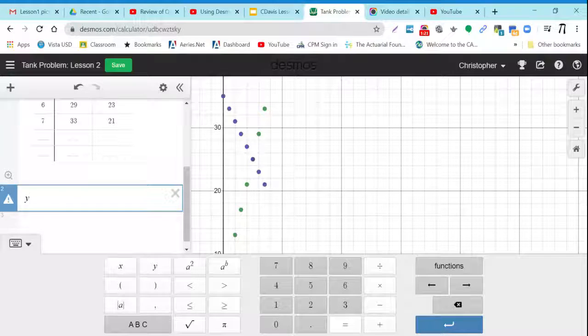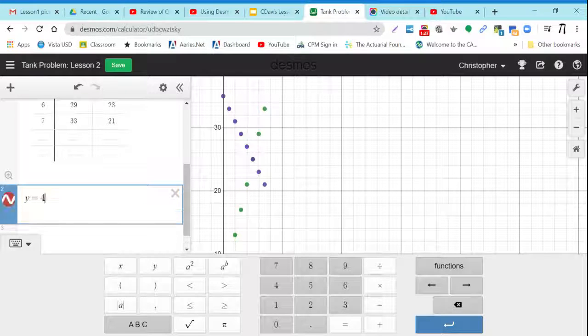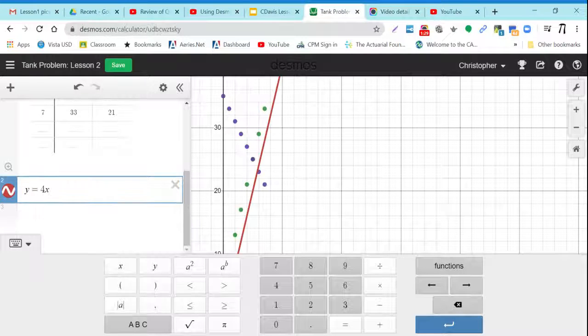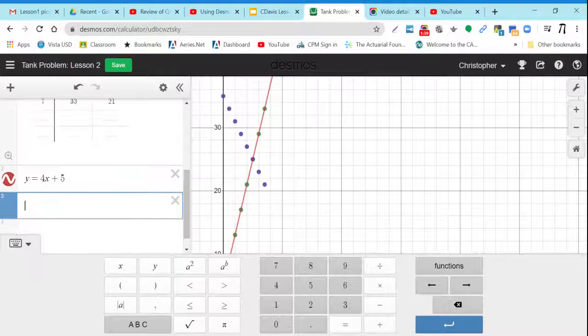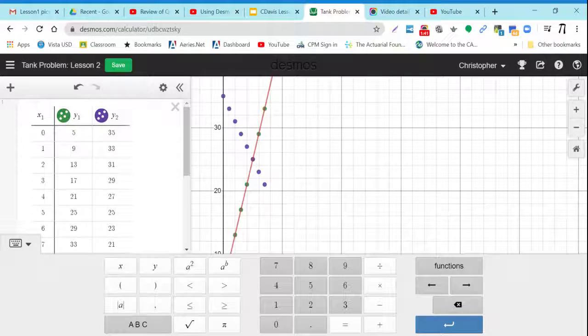I like to have the thing listed actually, but let's just talk about y equals 4x plus 5. And you'll notice this red line now goes through all of our green points. And if I click below this, see that number 3? If I click below this, hopefully you also notice that y2 has this initial value of 0. Since that's a 0, I should say, the initial value is 35.